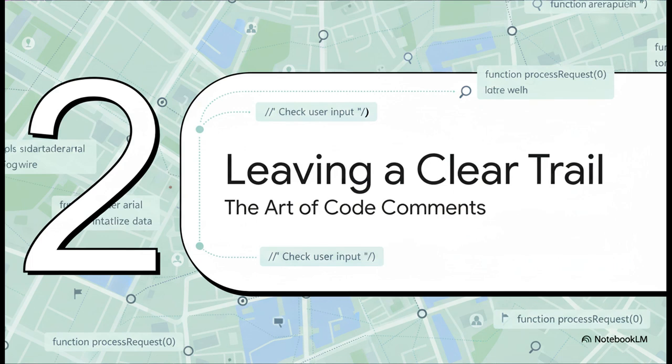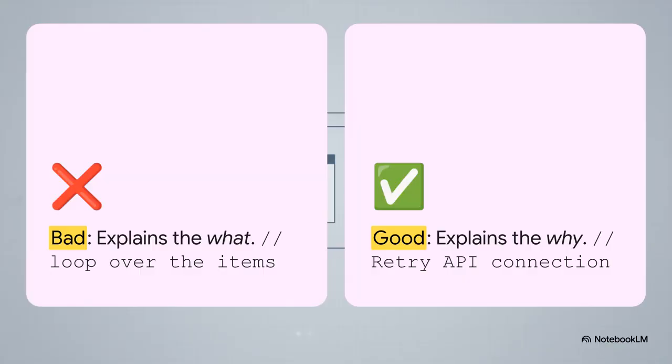Now that you know how to read the map someone else left behind, it's your turn to start adding to it. And the most fundamental way we do that is with clear, intentional code comments. Okay, this slide right here gets to the absolute heart of what makes a good comment. Think about it this way. Your code already explains the what. A bad comment just repeats the what. But a good comment, that's the director's commentary. It reveals the why. Why was this decision made? What's the hidden context? That's the stuff that turns confusing code into a clear story.